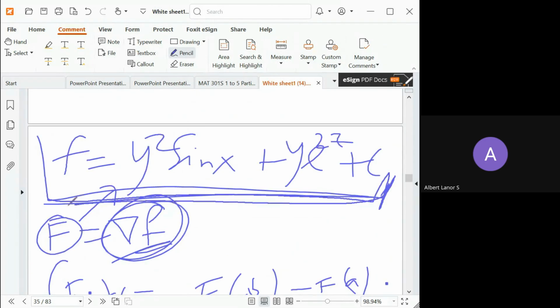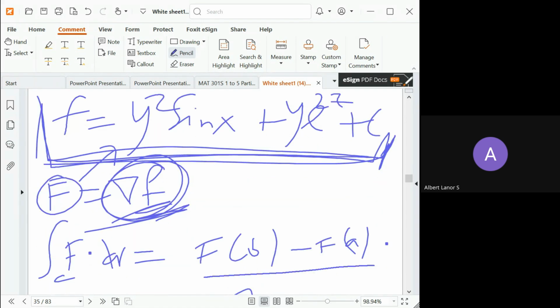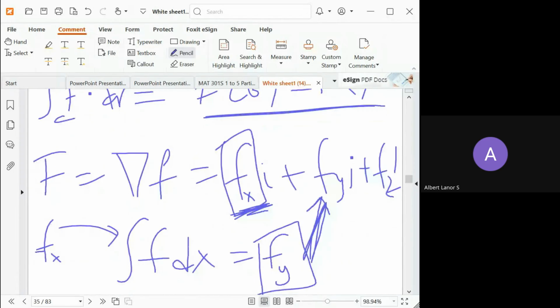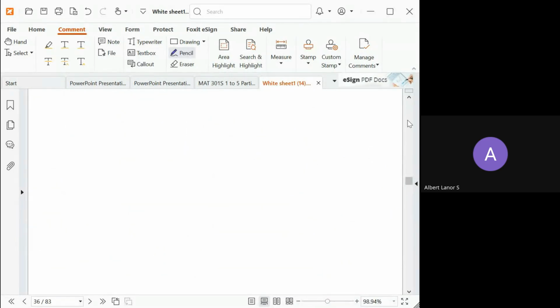Now, once you're able to write the f as a gradient of a certain function, then it tells us that it is independent of path. It is independent of path means that f of b minus f of a. Okay, so that's the stepwise solution of it.